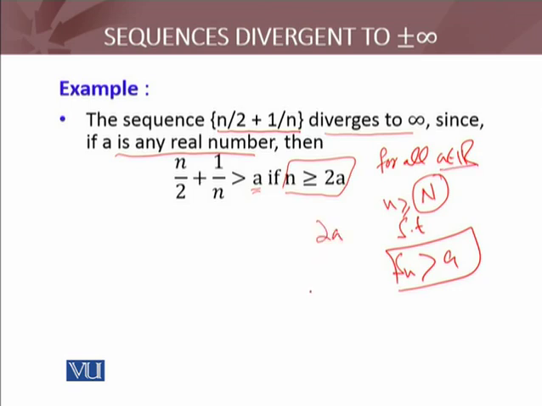Now it's a property of real numbers that every real number is between two consecutive integers. It means a के लिए मुझे n और n plus 1 consecutive integers जो है वो मिलेंगे. It is true for all real numbers. कोई real number लें, that will be between two consecutive integers. So I can have a natural number or some integer which is greater than that 2a.